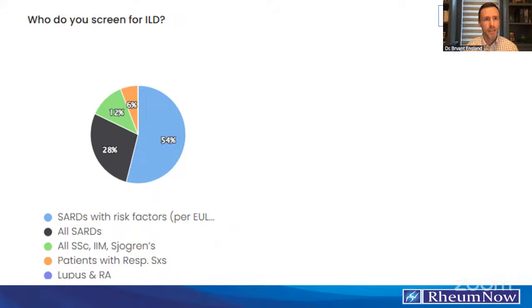This is going to be tailored based on the underlying SARD. But there's a couple other pieces here. So one is that sometimes we like to boil down screening to a one-time event. And that's very different, right? If you have an RA patient, you make the diagnosis of RA, that's time zero. That's different than a scleroderma patient at time zero, right?